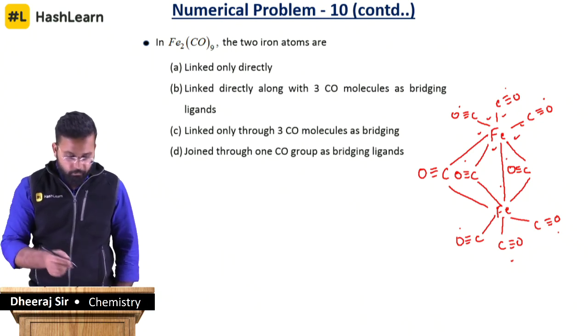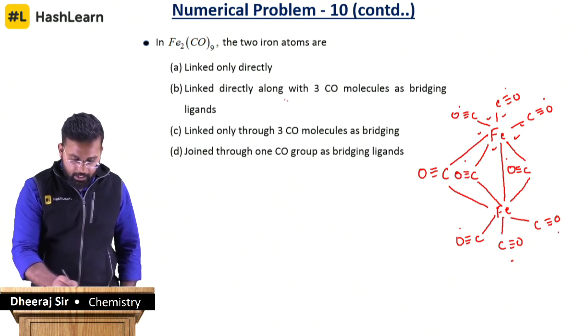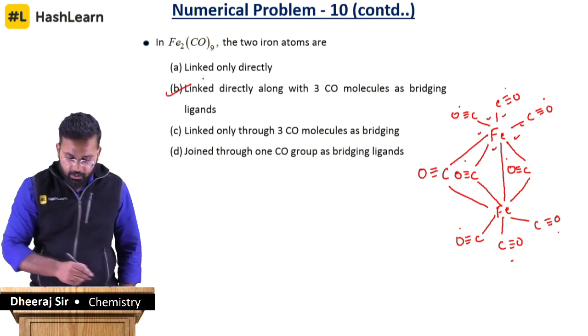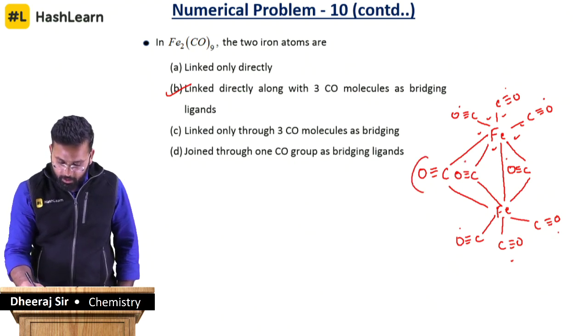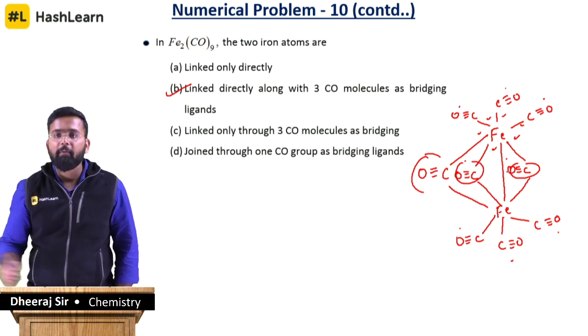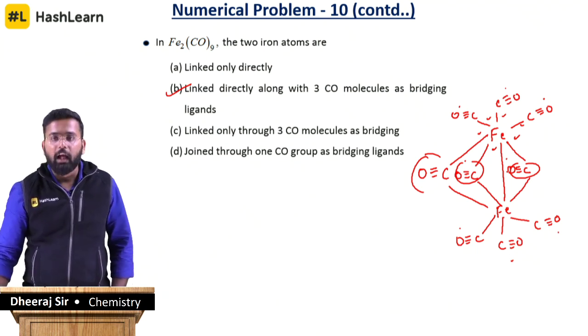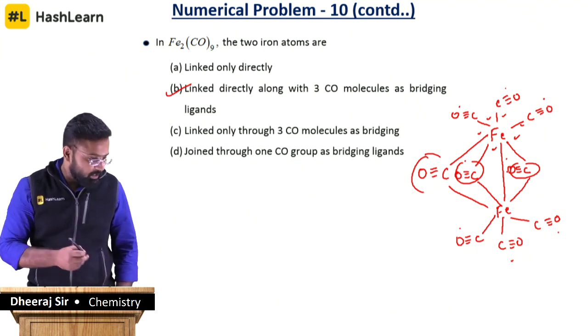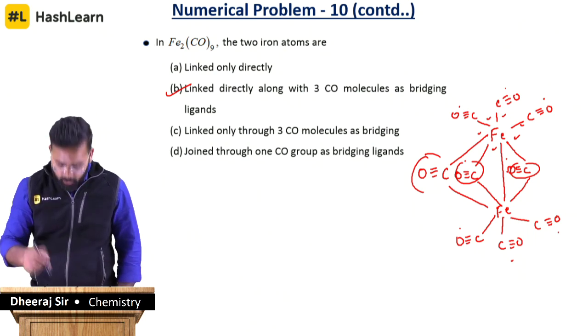Okay. So according to this, the answer has to be linked directly along with 3 CO molecules as bridging ligands. So these are the bridging ligands, guys. These are the bridging ligands. So both of them are bridged by 3 carbonyl ligands, apart from a bond being present between iron and iron. So option B is the answer. Remember the structure. These questions can be answered only if you remember the structure.